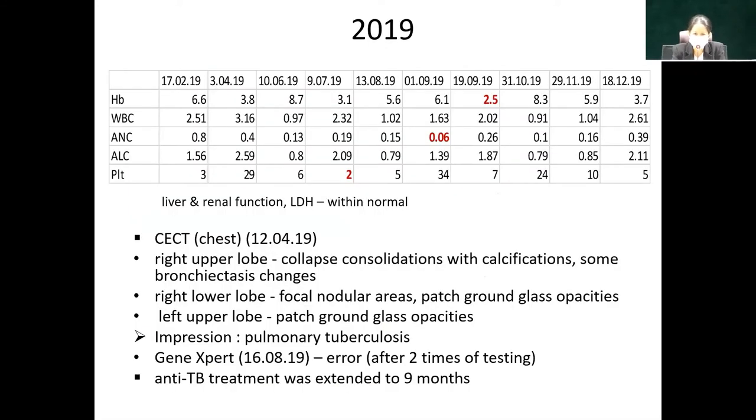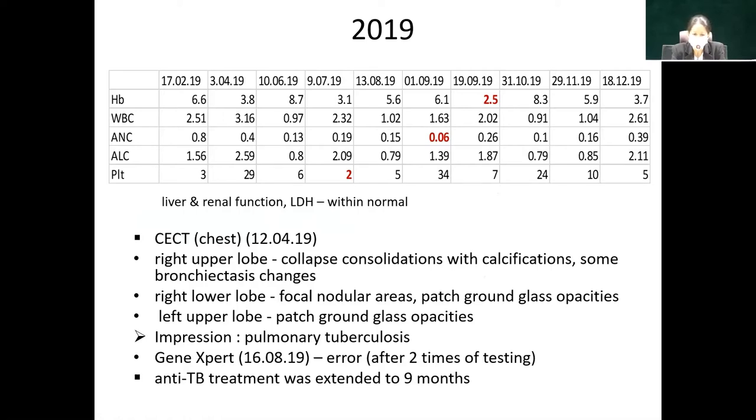So anti-TB treatment was started. And during 2019, she needed frequent hospitalization for anemia and thrombocytopenia causing mucocutaneous bleeding, and neutropenic fever. Her hemoglobin dropped to the lowest value of about 2.5. Absolute neutrophil count dropped to the lowest value of 2.06. That was very severe neutropenia, and the lowest platelet count was 2. Liver and renal function and the LDH were within normal.